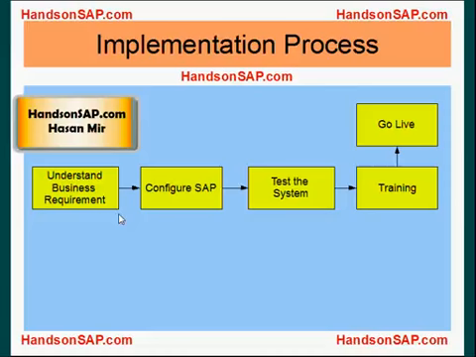In this tutorial, I'll try to explain to you the concept of implementation. So this is what an implementation process looks like. First, functional consultants try to find out the business requirements of the client. Once business requirements have been understood, the SAP system is configured accordingly. Then the system is tested. Then training is provided to the end users who will be using the system, and then you put the system in a production environment, and that part is called a go live.